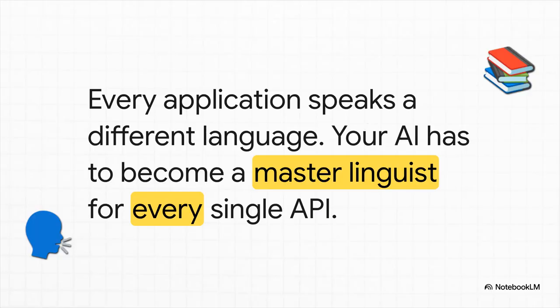And here's the core of the problem, right? Every single application out there speaks its own language, its own API. So if you wanted your AI agent to talk to, say, Google Calendar, Slack, and GitHub, you basically had to teach it three completely different languages. It had to become a master linguist. And that wall of APIs, as we call it, turned building powerful, versatile AI agents into an absolute nightmare.